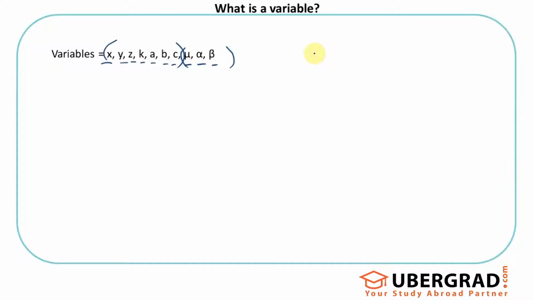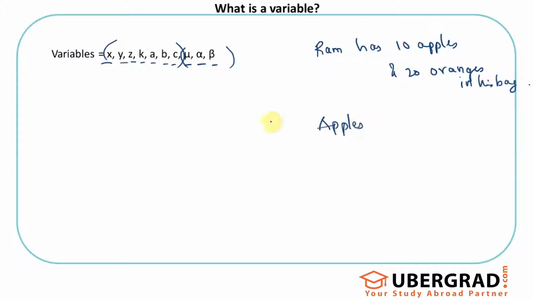So if I know an answer to a question, like let's assume that Ram has 10 apples and 20 oranges in his bag. If I ask you, so how many apples does Ram have in his bag? So you would say the answer is 10 because you know the answer for that. If I ask you the number of oranges Ram has in his bag, you would say the answer is 20.